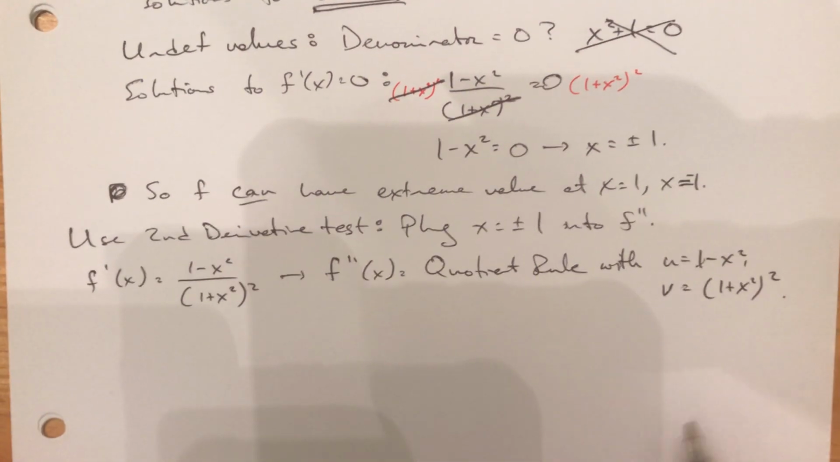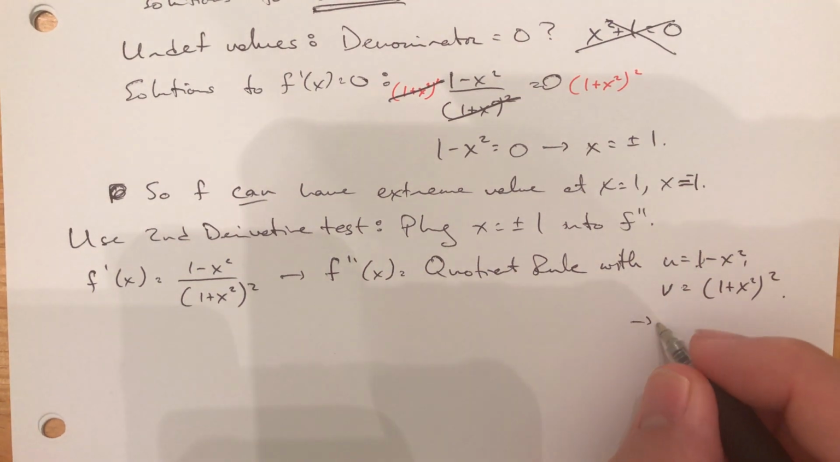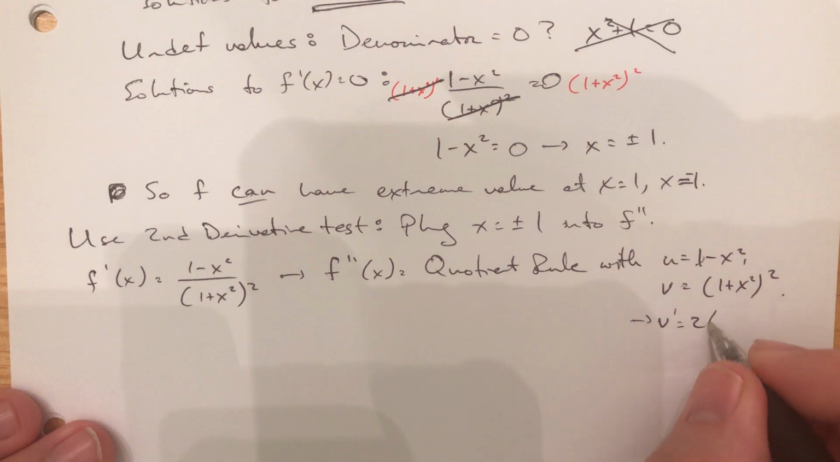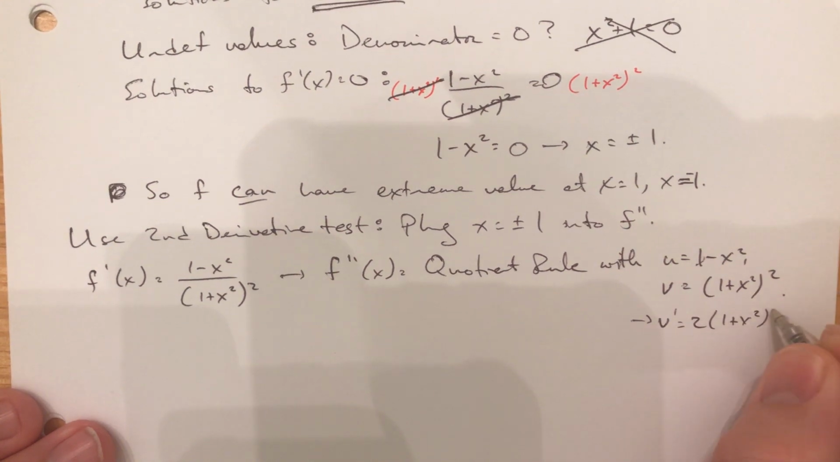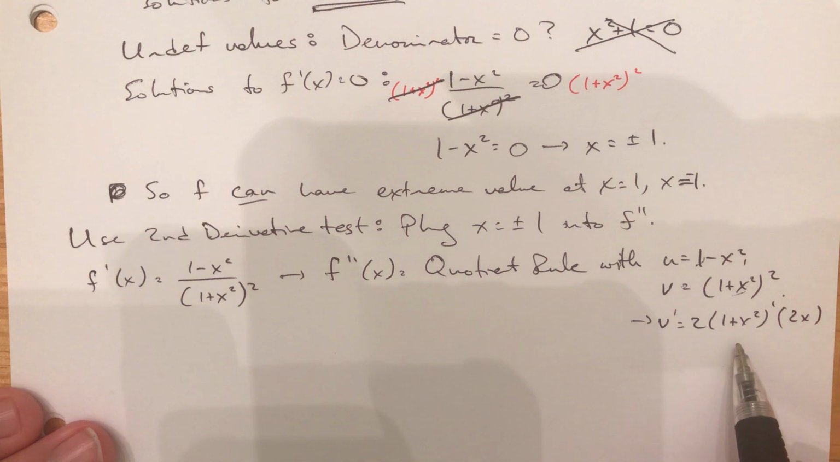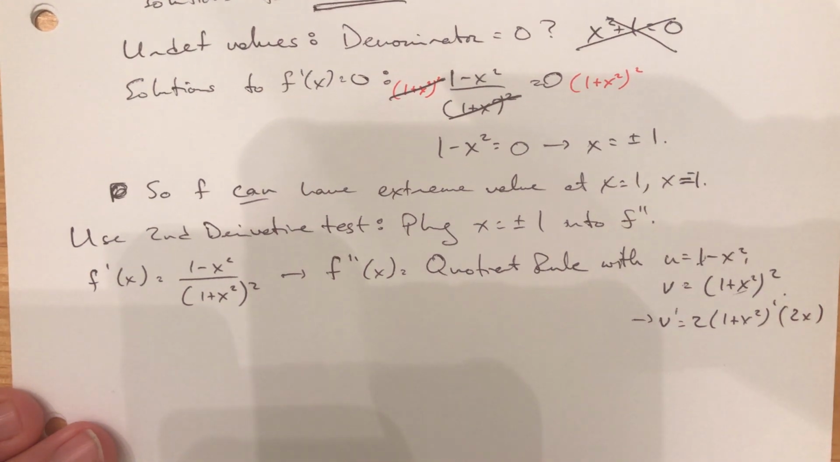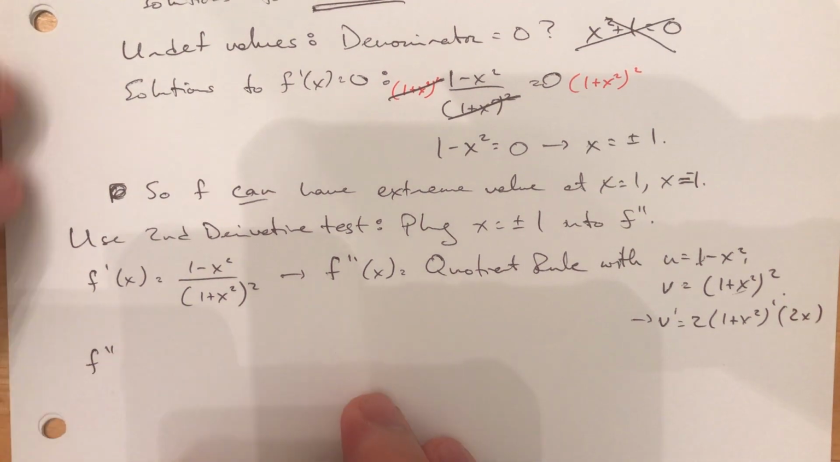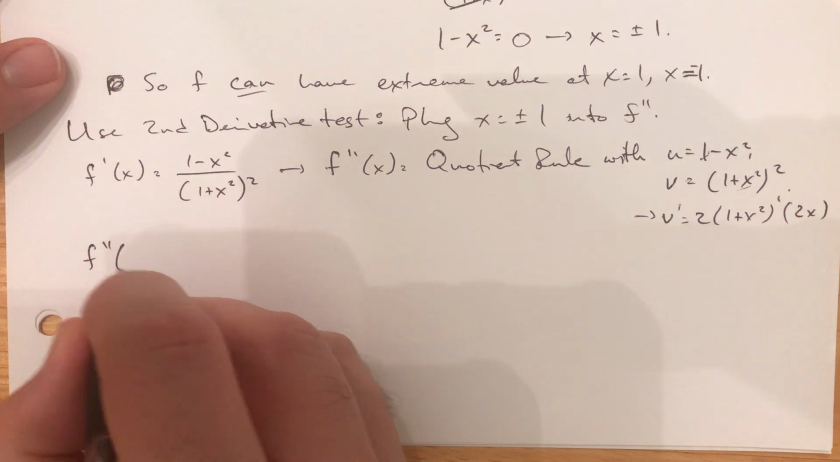with u equals 1 minus x squared and v as (1 plus x squared) squared. u prime is easy. v prime, we'll use the generalized power rule. We'll bring down our exponent, subtract 1 to get the new exponent, and then multiply by the derivative of 1 plus x squared. 2 times 1 plus x squared times its derivative, which is 2x. Start putting all that together into our quotient rule.